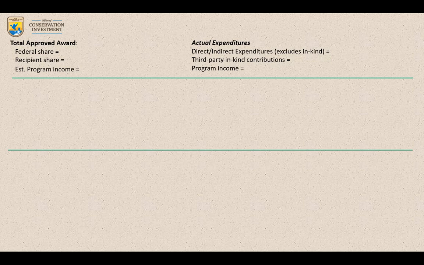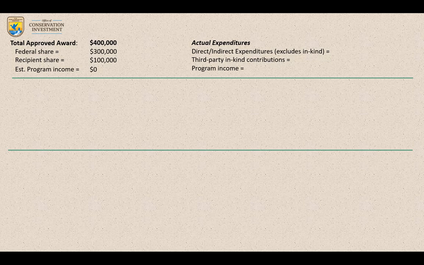In this scenario, a recipient receives a federal award with a mandatory cost share requirement of 25%. The total award amount is $400,000. The federal share of the award is $300,000, or 75% of the total project cost. The recipient provides the remaining $100,000, or 25% of the total project cost. In this scenario, the recipient does not anticipate that program income will be earned during the period of performance.